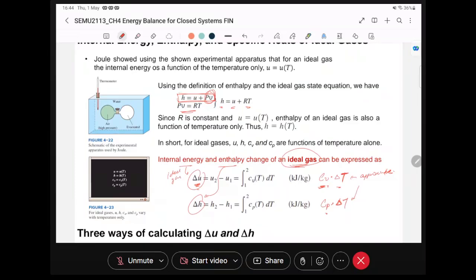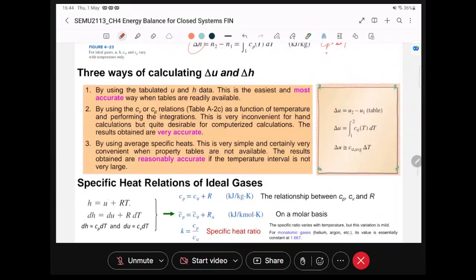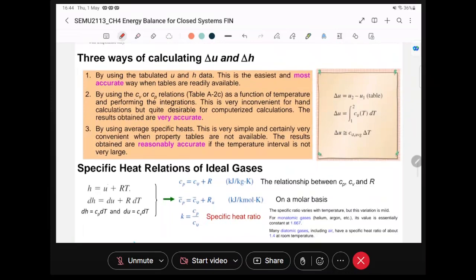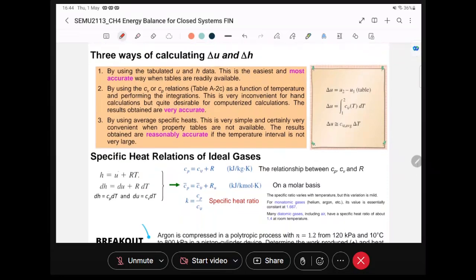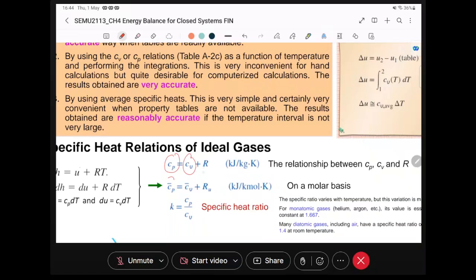And here, we just say what I said. It's a simplified way to estimate the change in internal energy and enthalpy. And the relationship between Cp and Cv: Cp is basically equal to Cv plus the gas constant R. If you remember what the gas constant R is, we learned that in the first chapter. This is how they relate to one another.